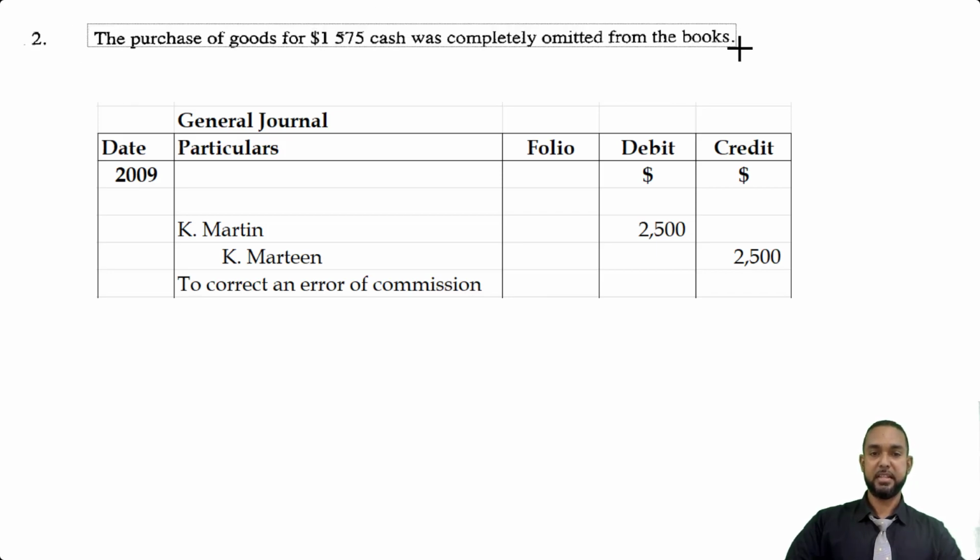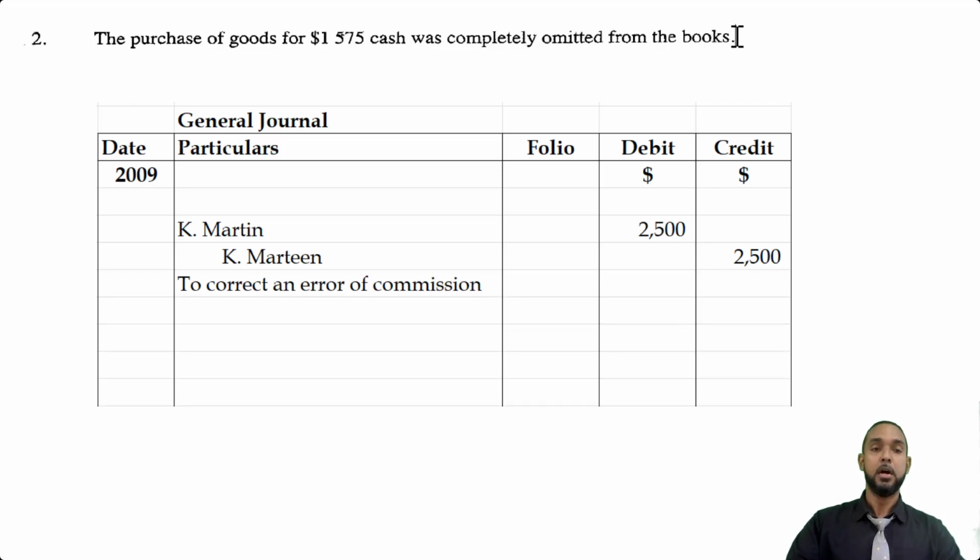So it says that the purchase of goods for $1,575 cash was completely omitted from the books. So this is an error of omission. To correct it, we simply have to enter the transaction as it should have been entered in the first place. When you purchase goods, you're going to debit purchases because it's an expense, and you're going to credit, in this case, cash, because you paid money.